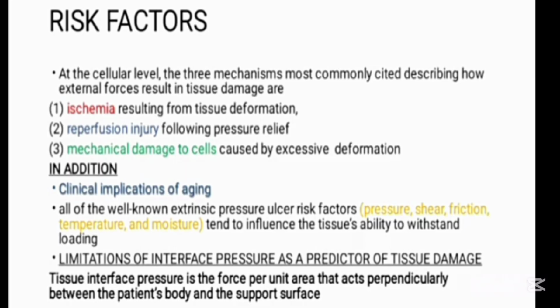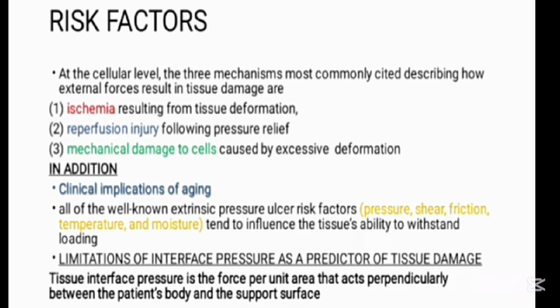Now, what are the risk factors? At the cellular level, there are 3 mechanisms most commonly cited to describe how external forces result in tissue damage. Number 1 is ischemia, resulting from tissue deformation. Number 2, reperfusion injury following pressure relief. Number 3, mechanical damage to cells caused by excessive deformation.